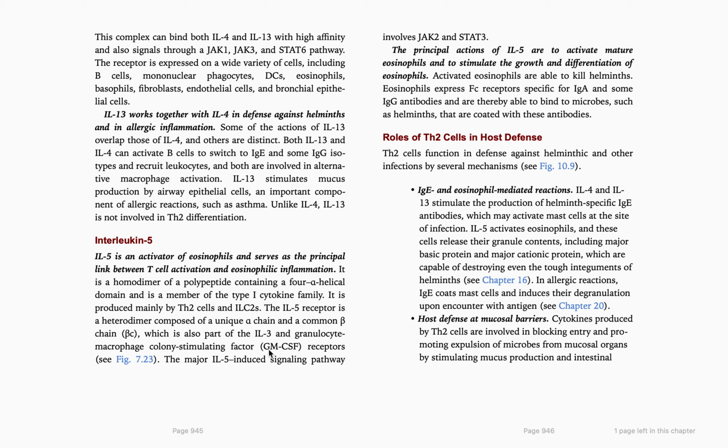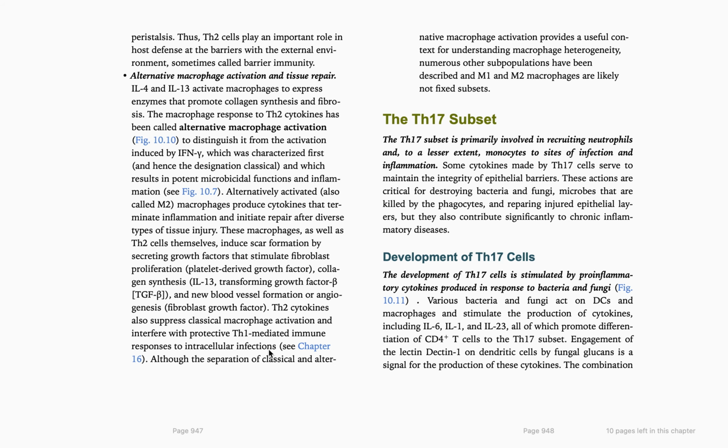So, host defense at the mucosal barrier. Cytokines produced by Th2 cells are involved in blocking entry and promoting expulsion of microbes from the mucosal organs by stimulating mucus production and intestinal peristalsis. Thus, T helper 2 cells play an important role in host defense at barriers with the external environment, sometimes called barrier immunity. Alternative macrophage activation and tissue repair.